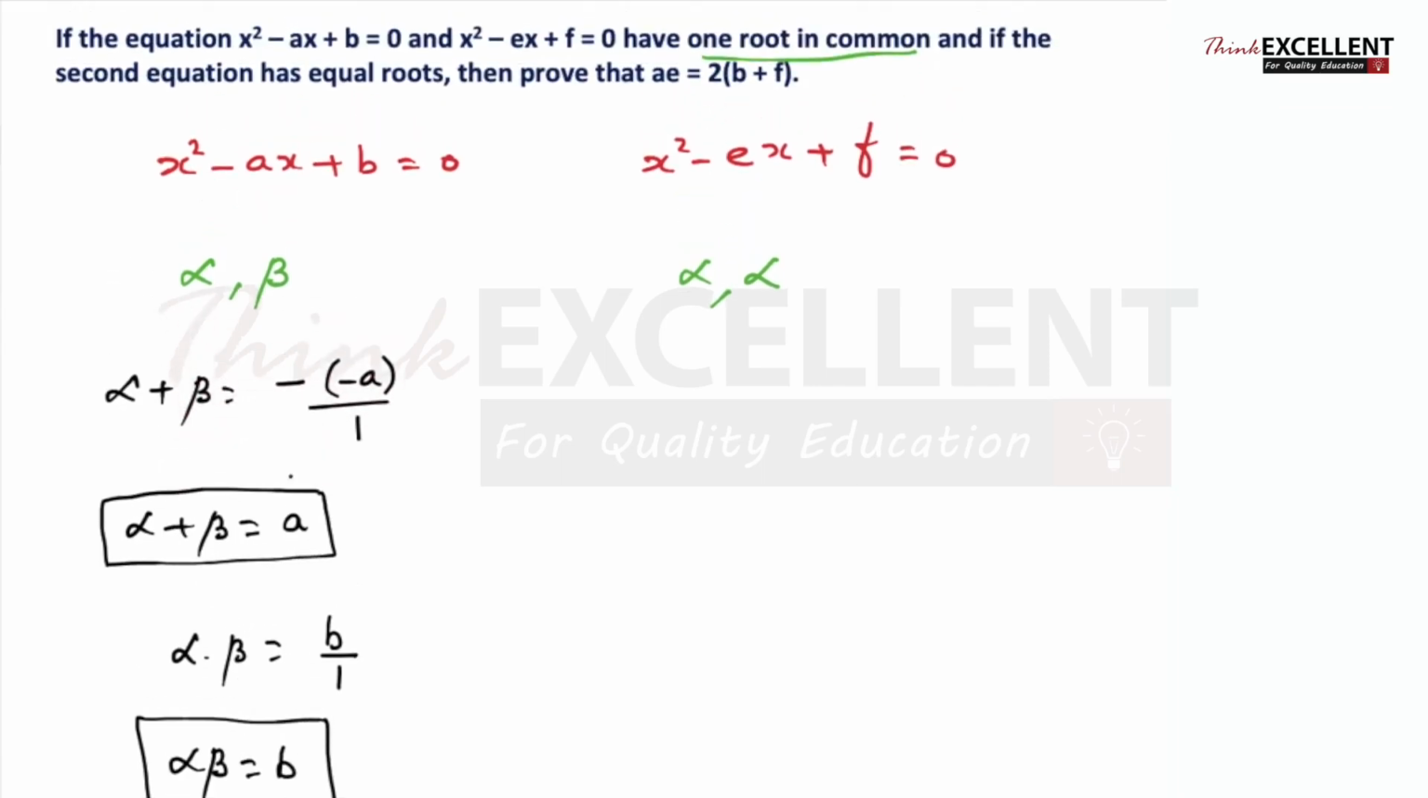Now from the second equation, you find the sum and product there also. Sum means alpha plus alpha because the roots are alpha and alpha, right?